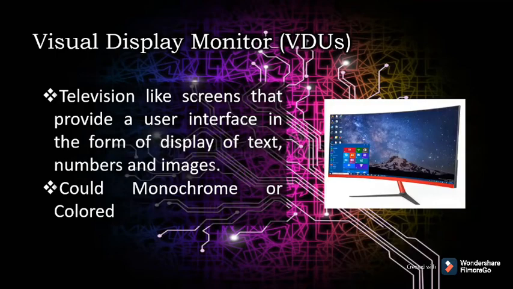First is the visual display monitor or the VDUs. VDUs are television-like screens that provide a user interface in the form of display of text, numbers, and images. It could be monochrome o yung black and white or colored. So ito lang, pag sabi natin VDUs, ito yung typical na computer screen natin na makikita natin yung mga letters, kung ano yung nangyayari sa program na ini-interact natin, tsaka etc. Next.